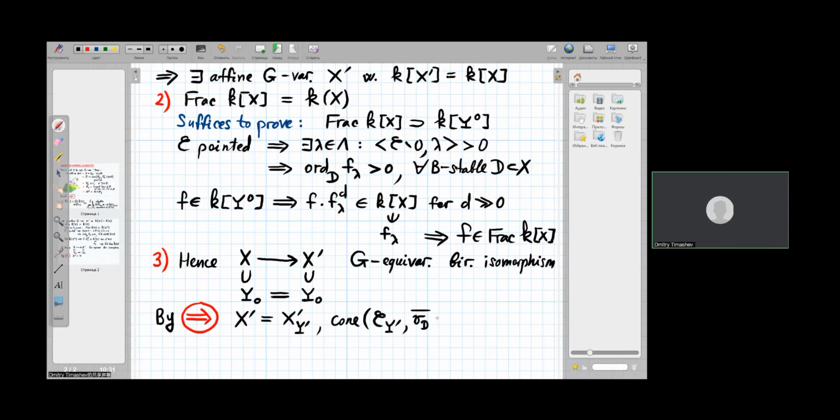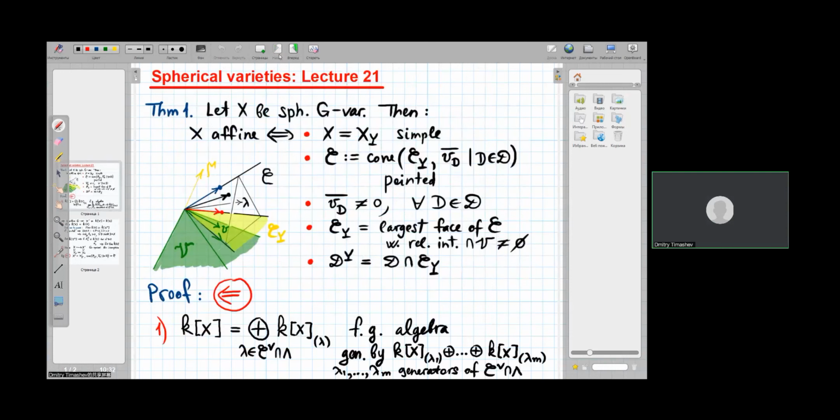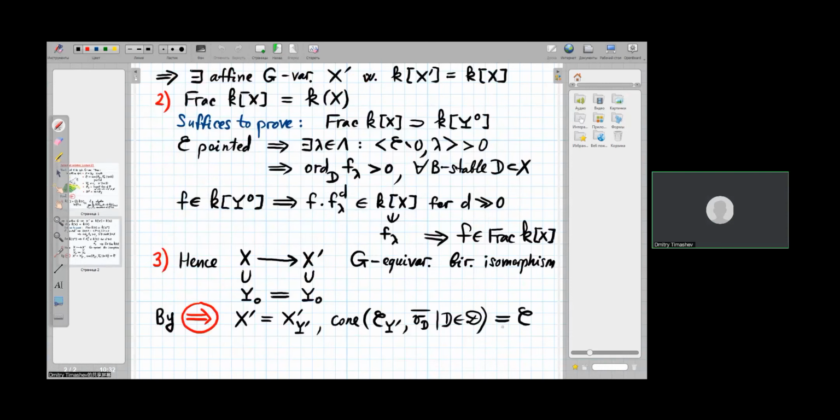By what implication? Oh, X prime is affine. X prime is affine, yeah, by construction. And the cone generated by the cone of Y prime and all colors is exactly the cone C, which we have started with. Why so? Because the dual cones coincide.